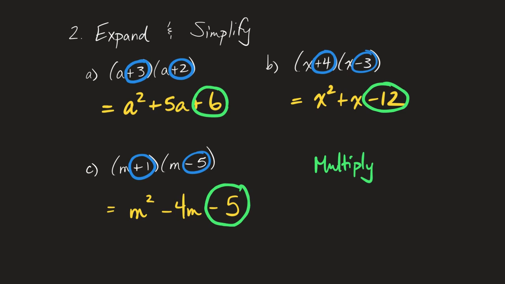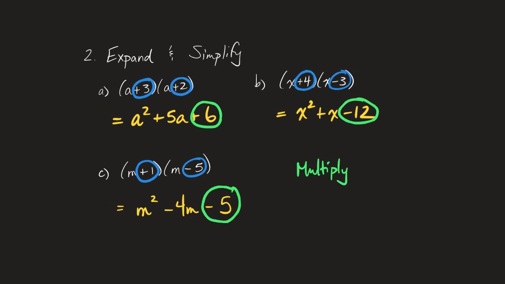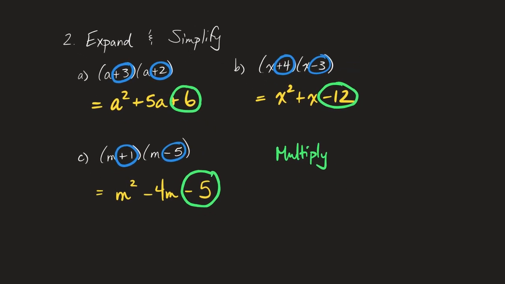Okay, can I get you to zero in on B, just because I think it's got more space for us to talk about it? When we examine the two blue circled terms and we say, hey, 4 and a negative 3, that's what gives me negative 12. Two numbers that multiply to give negative 12, positive 4 and negative 3.